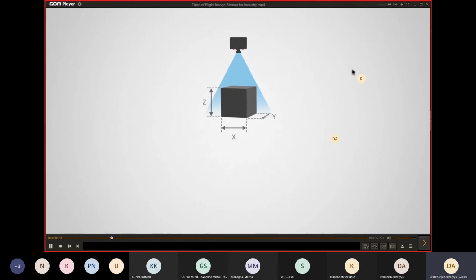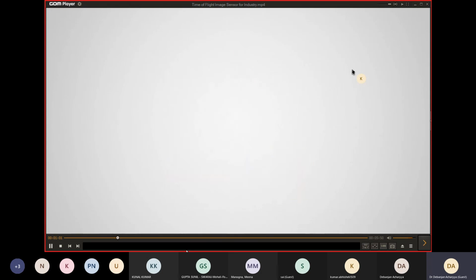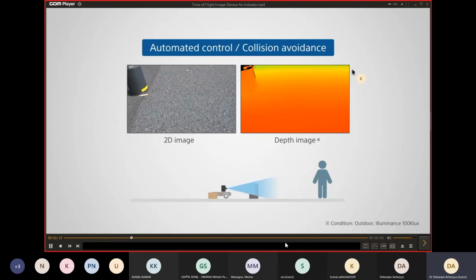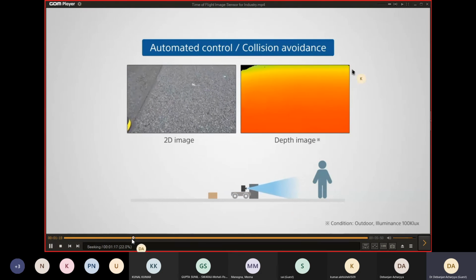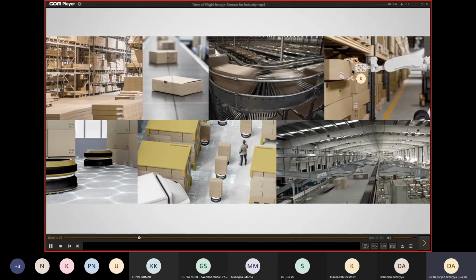TOF captures Z direction along with X and Y directions. This realizes three-dimensional sensing. TOF is useful in inspections that are difficult to see with regular 2D images, such as shape inspections or detecting overlapped objects. As TOF measures distance to objects, it can also be applied to automatic control and collision avoidance of industrial mobilities. TOF will help to meet the increasing demands of an automated society.